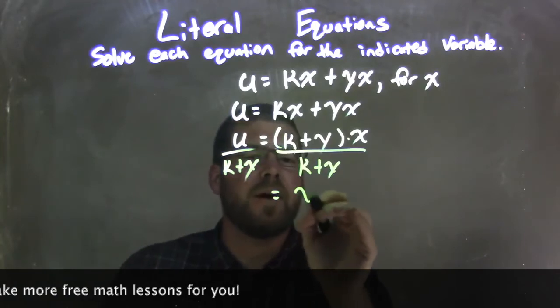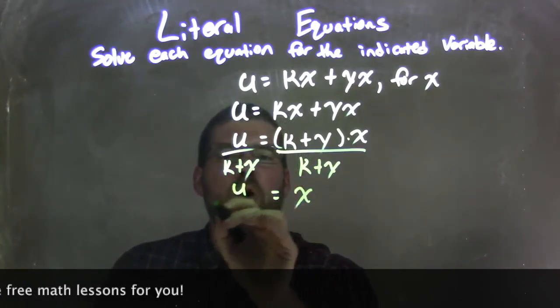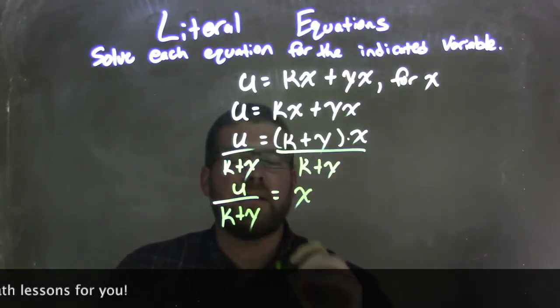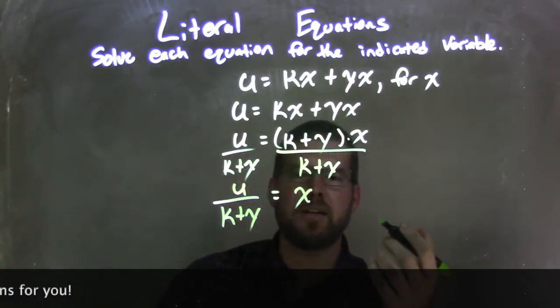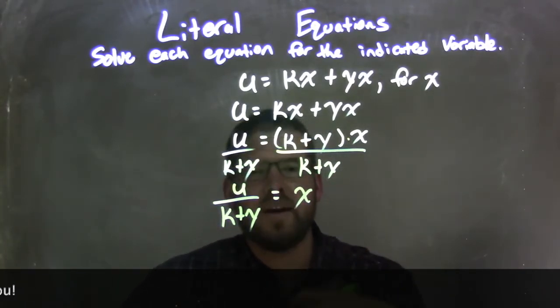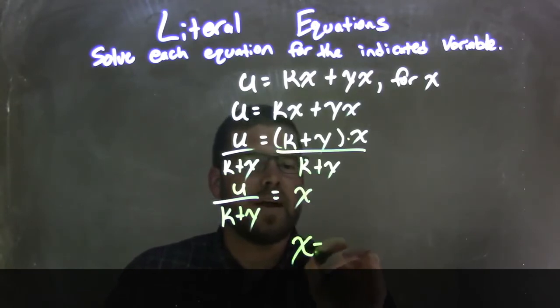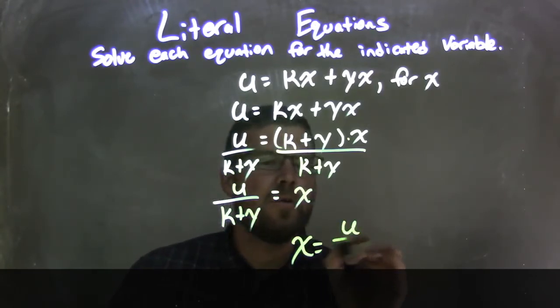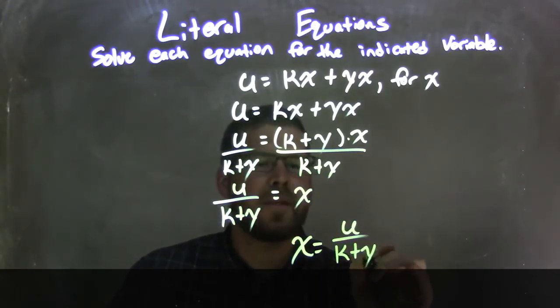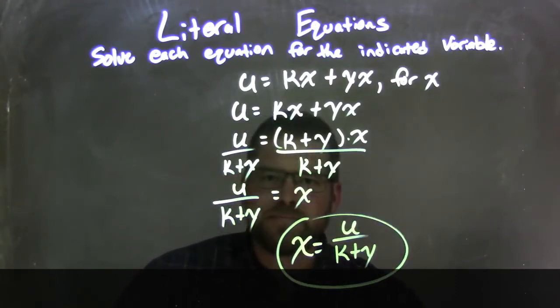That leaves me with an x by itself on the right and a u over k plus y on the left. Well, x is already isolated by itself now. Fantastic. So let's rewrite it to have x come first. And so my final answer is just x equals u over k plus y. And there we go. That's our final answer.